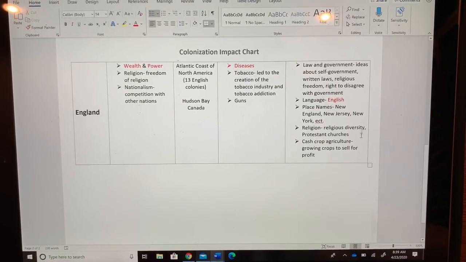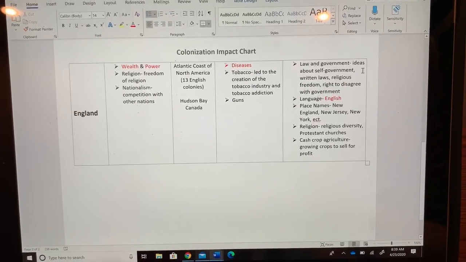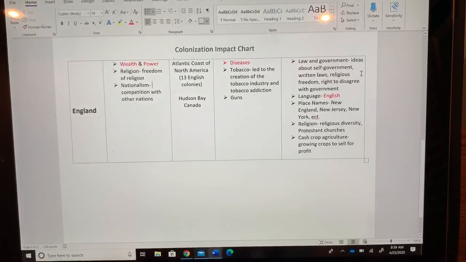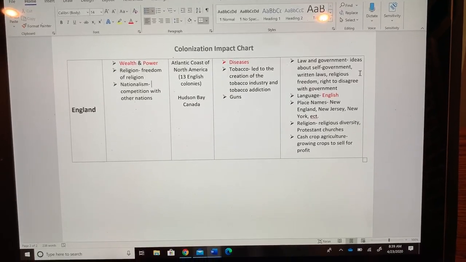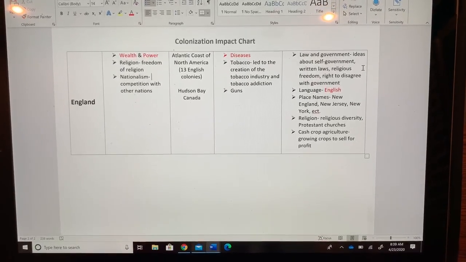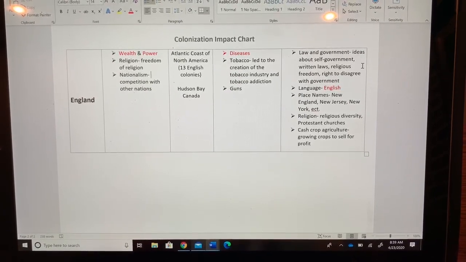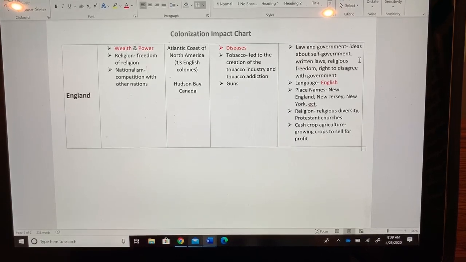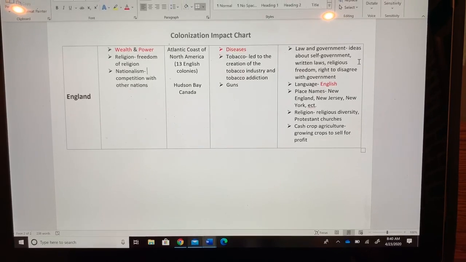Then we have positive impacts. Lots of things, especially since this is the one we were the most affected by. Laws and government. This idea of self-government, governing ourselves, and the people having a say in their government actually comes from England. And then we use those ideas to eventually declare ourselves independent and create our own nation. So very important ideas coming from England with these colonists of how to govern ourselves.